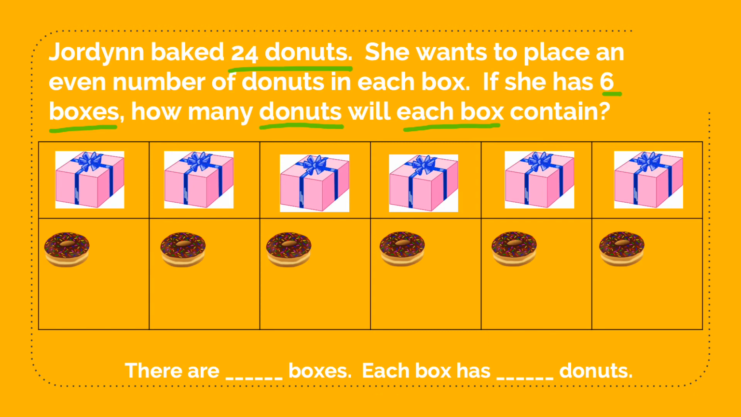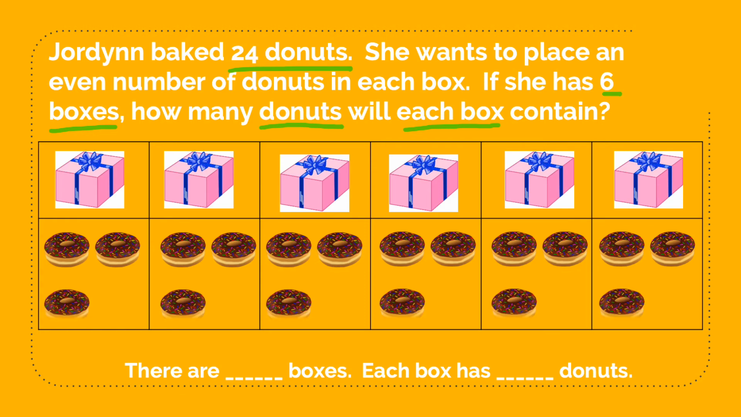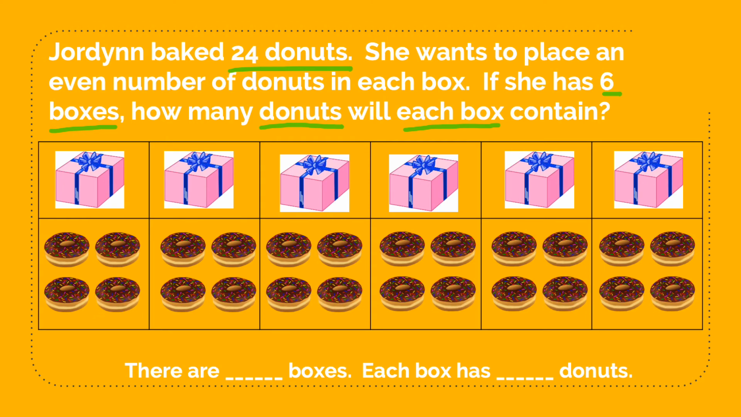I still have donuts I can separate, so I'm going to place one more donut in each box. Now I have a total of 12 donuts. I still have more donuts I can separate, so I will place another donut inside each box. Now I have placed 18 donuts. I still have donuts left over, so I'm going to place one more donut in each box. That makes 24 donuts.